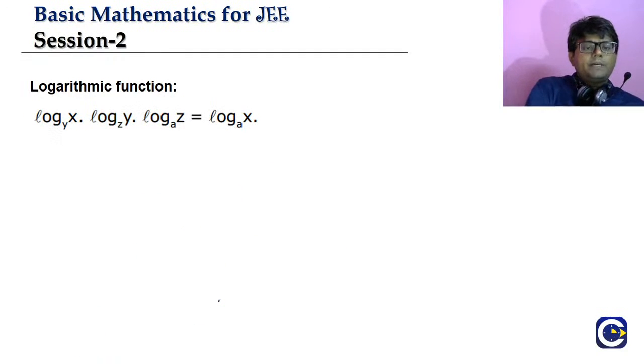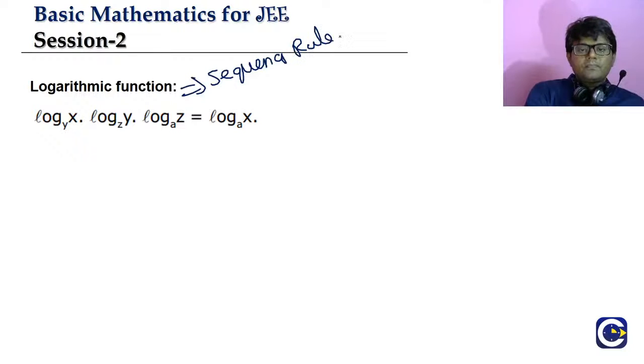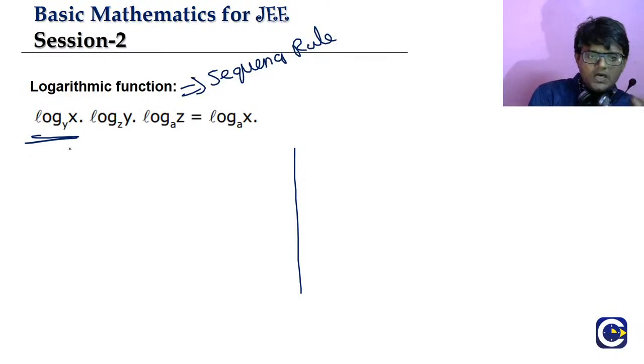We'll go to the next property. So this is what we call generally as the sequence rule. Okay, so what is this? This we call as what generally? Sequence rule. Okay, what is the sequence rule? If you just take a close look at it, right? What is the first logarithm? Log of x to the base y. Second is what? Log of y to the base z. Third is what? Log of z to the base a.